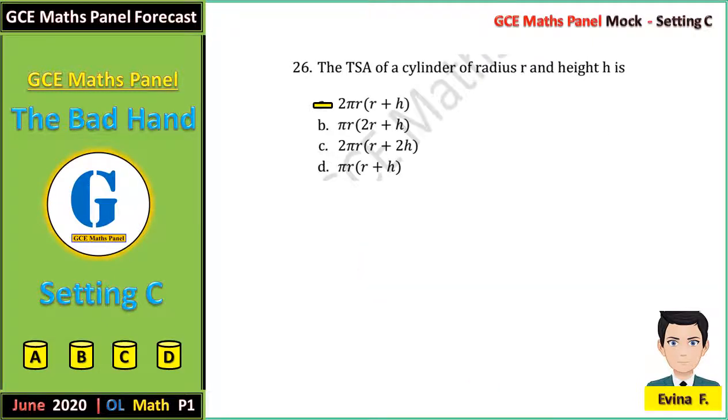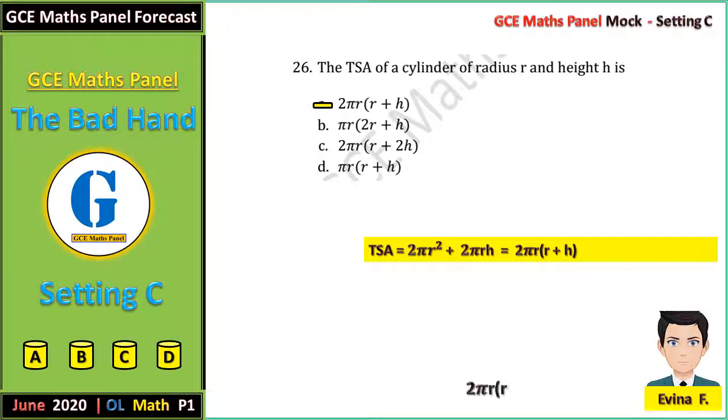Question 26. The total surface area of a cylinder of radius r and height h is... The total surface area of a cylinder is equal to the sum of 2 of the base areas, that is the 2 round faces, that is 2 times pi radius squared, plus the area of the rectangle that is formed by opening out the cylinder completely. That gives us 2 pi radius, which is the circumference, times the height. When you factorize this, you have 2 pi radius times radius plus height in brackets as the total surface area.